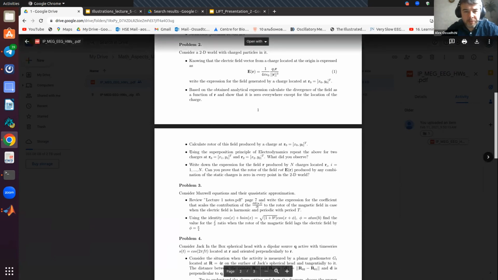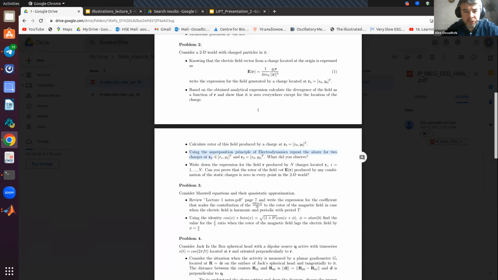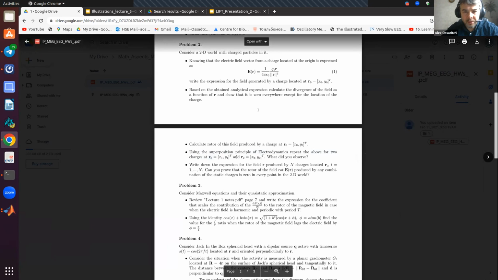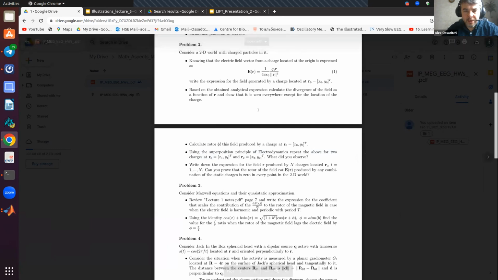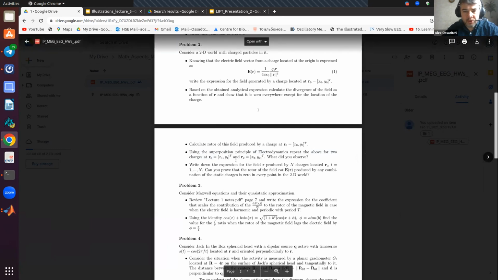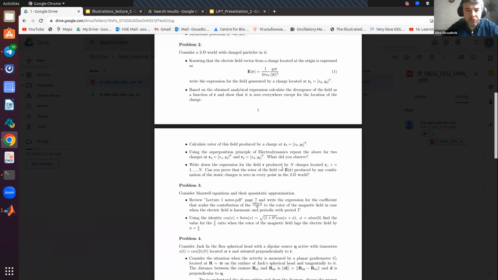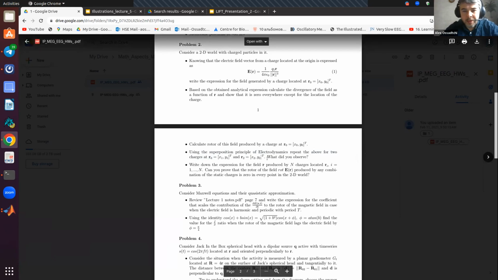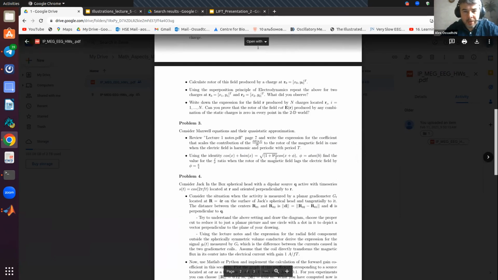Then there was a question about what will happen if you have 2 charges at location R0 and location R2. So you will have to repeat the divergence and rotor for the second case, and then you have to generalize. Just write down the expression. You can ask questions about this problem, or about any problem, to me and Dasha, and we will help you.